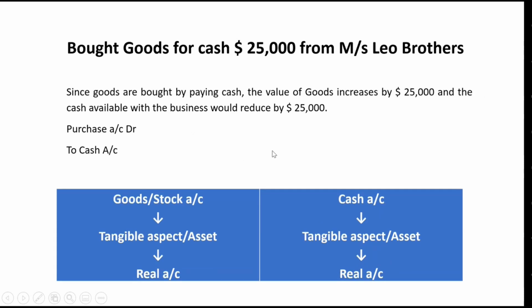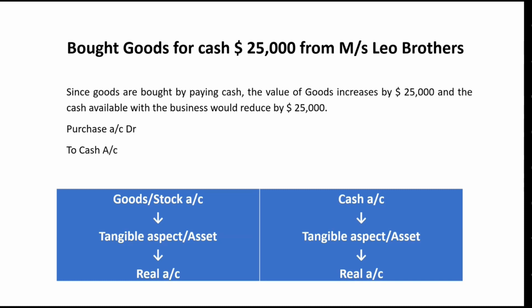The third transaction we have is also a cash transaction. We bought goods for cash, $25,000 from Messrs. Leo Brothers. Since the goods are bought by paying cash, the value of goods increased by $25,000, and the cash available with the business would reduce by $25,000.